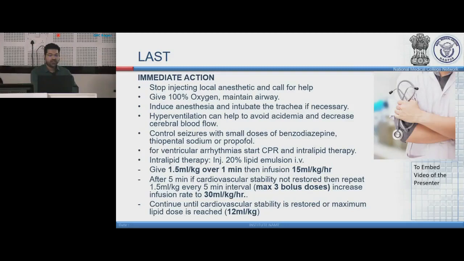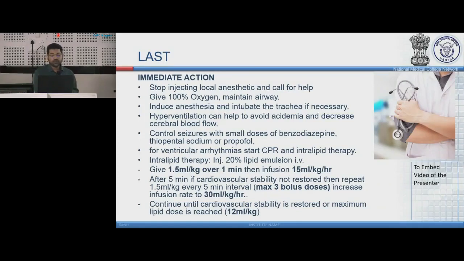If there is ventricular arrhythmia, start CPR and start intralipid therapy. Intralipid therapy is injection of 20% lipid emulsion intravascularly. Dose is 1.5 ml per kg over 1 minute. Then infusion 15 ml per kg per hour. After 5 minutes, reassess the patient. If there is no cardiovascular stability, then repeat the dose of 1.5 ml per kg.